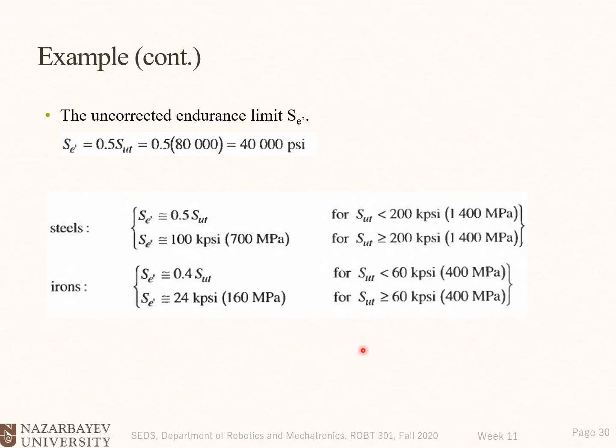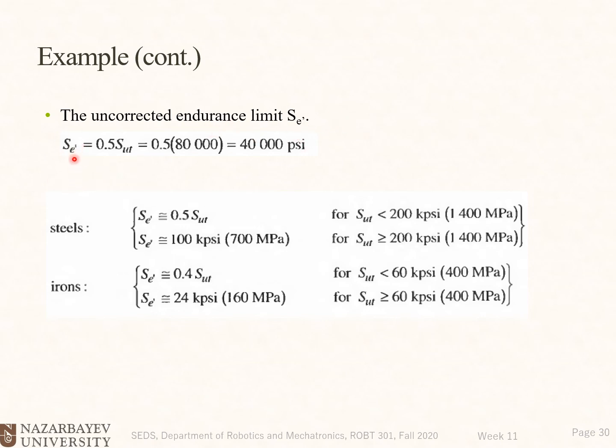Okay, so now we don't know what the fatigue strength is, and we need to follow some steps to calculate it. To do so, we need to first calculate the uncorrected endurance limit. Why endurance limit? First, because our assumed material is steel, and the number of cycles is more than 10 to the power of 6, or 1 million cycles. So then we have an endurance limit.